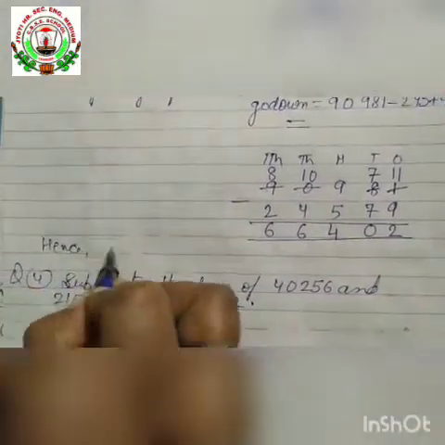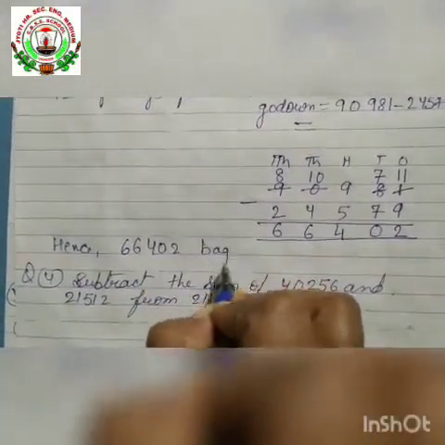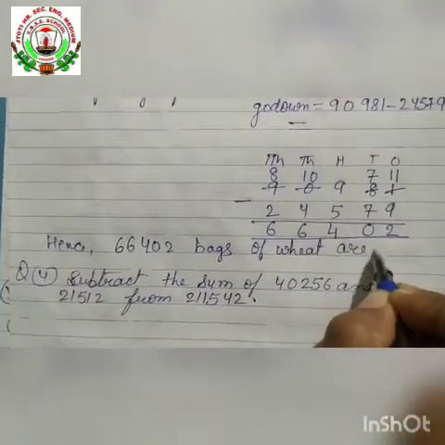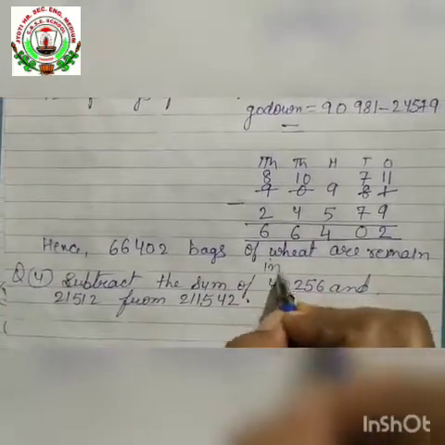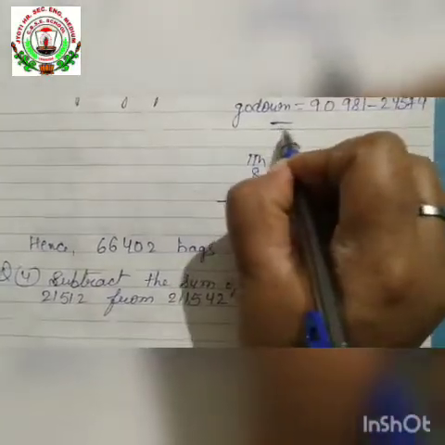Hence 66,402 bags of wheat remain in the godown. It is the answer.